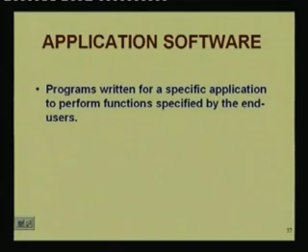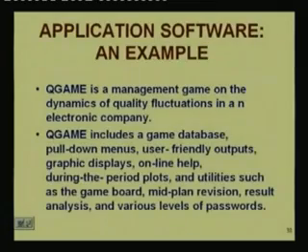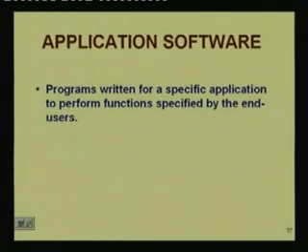Application software, on the other side, is programs written for a specific application to perform functions specified by the end user. So, there are various application software. For example, you have payroll, financial accounting, software for materials management, software for marketing. Almost all transaction processing systems can be called application software. Even decision support systems, basically MIS, deal with the application software domain.